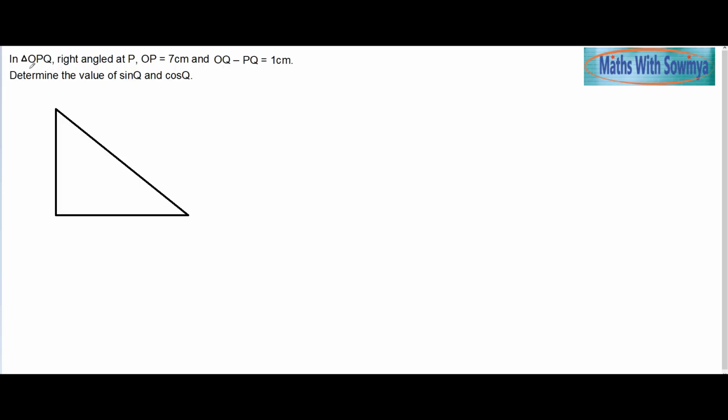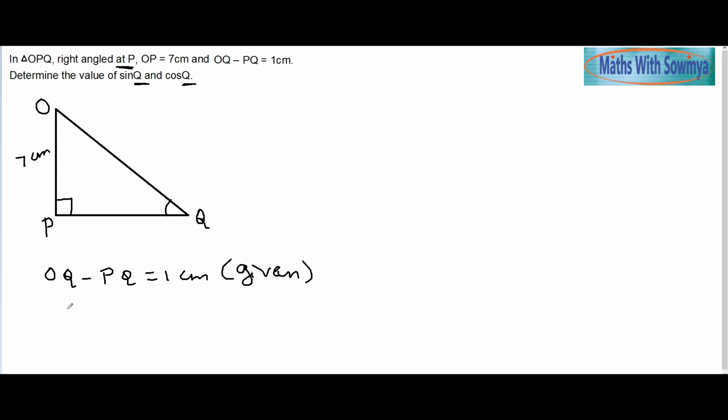In this particular sum, in triangle OPQ, right angled at P, Q is the angle which we are going to find. So P is my right angle, and I keep my angle Q here. What is given? OP is 7 centimeter, and it is also given that OQ minus PQ is equal to 1 centimeter. So OQ can be called 1 plus PQ. From this given equation, I just call it equation 1.